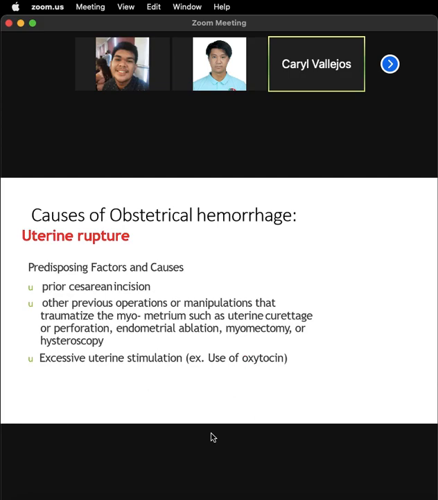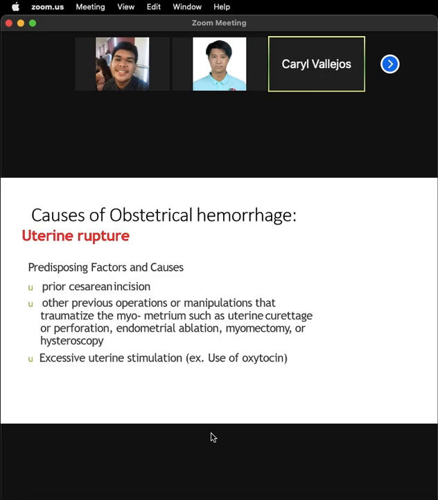So what are the predisposing factors and causes of your uterine rupture? First is your prior cesarean incision. So we have two cesarean incisions, that is your classical and your low transverse cesarean section. Comparing the two, classical cesarean section has an increased risk of uterine rupture. That is why patients with a history of classical cesarean section, automatically we schedule the patient for repeat cesarean section compared with your low transverse cesarean section.